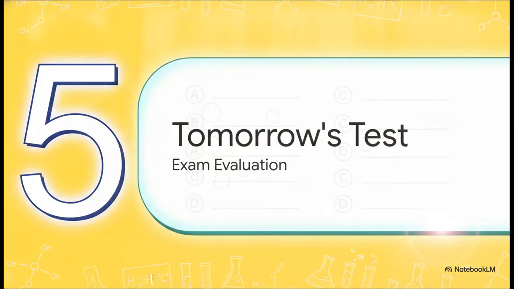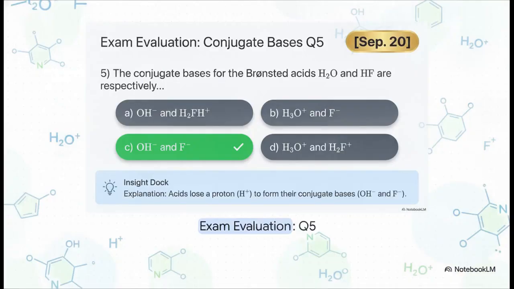Alright, time to put everything we've covered to the ultimate test. Welcome to the exam evaluation segment. We're pulling multiple choice questions right out of the guide worksheet sections 8.1 and 8.2 to prep you for tomorrow's test. Let's look at question 5 from the SEP 20 exam. 5. The conjugate bases for the Bronsted acids H2O and HF are respectively A. OH- and H2F+, B. H3O+ and F-, C. OH- and F-, D. H3O+ and H2F+. Option C is the correct answer.